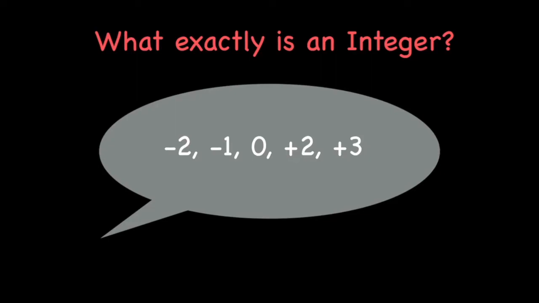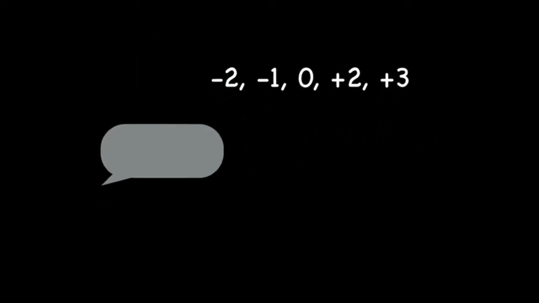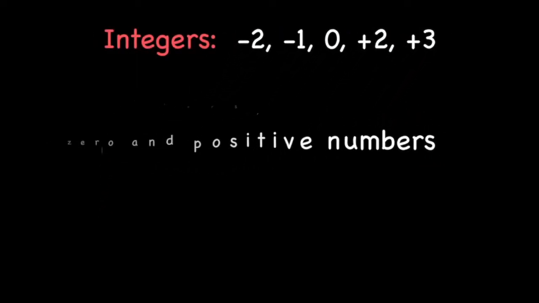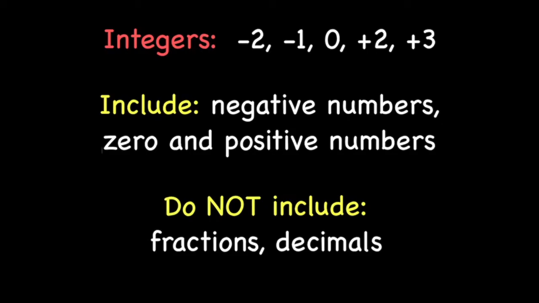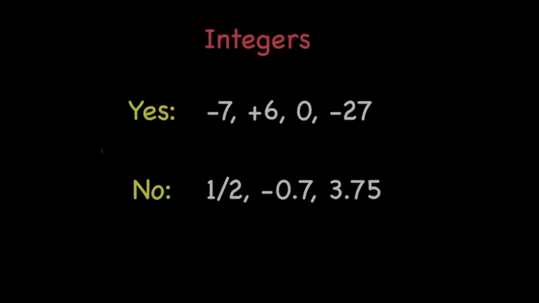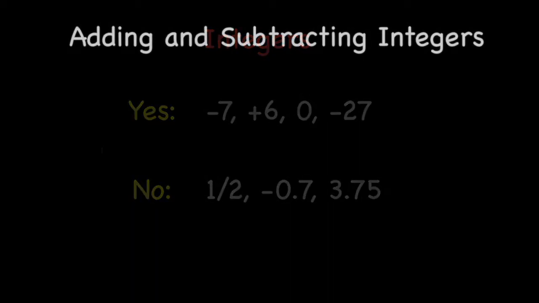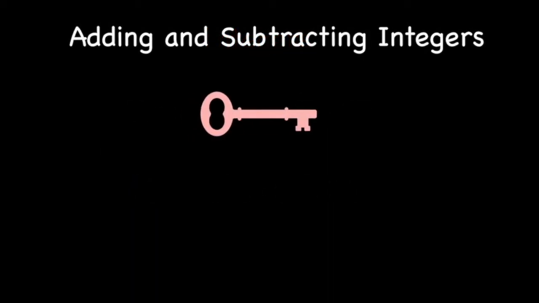First, let's define an integer. An integer is a counting number. They consist of negative numbers, positive numbers, as well as zero. However, they do not include fractions and or decimals. So again, counting numbers can be -7, +6, 0, but no fractions, no decimals.